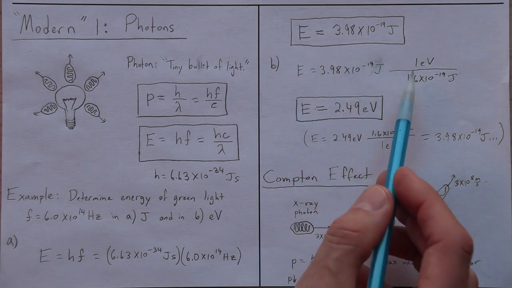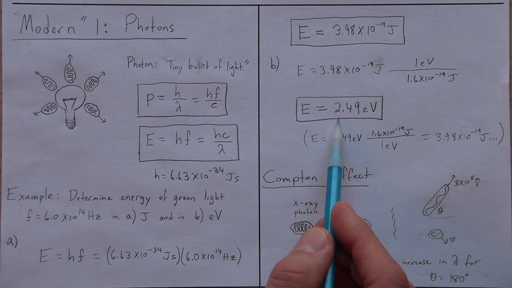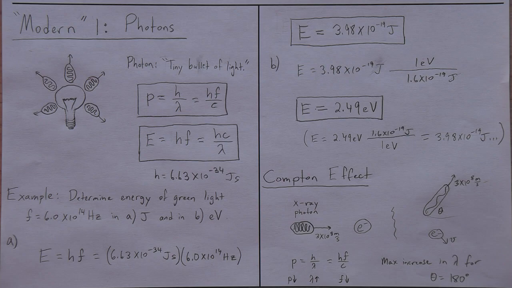So I take this number, multiply by 1, and then divide by 1.6 times 10 to the minus 19th, and I get 2.49 electron volts is the energy of that green light photon. Okay, so just a little conversion.